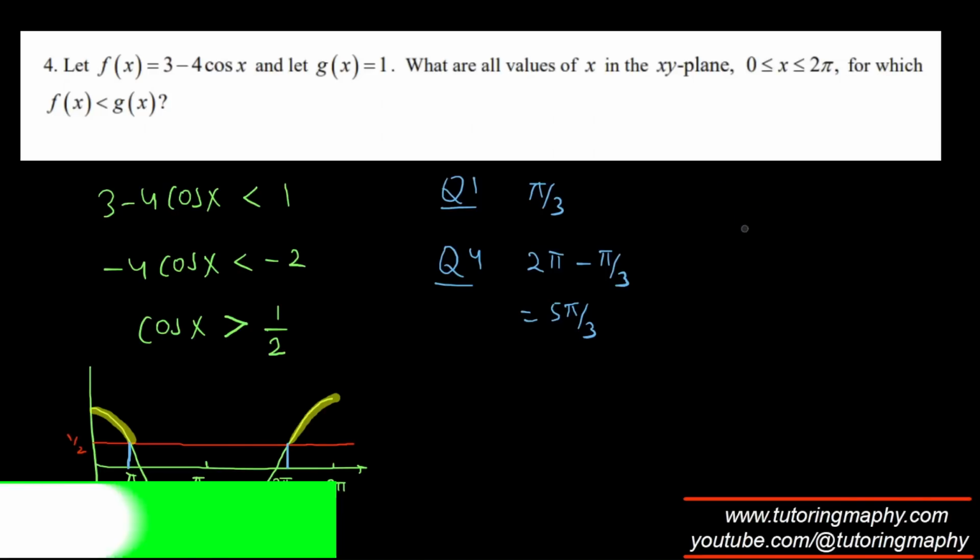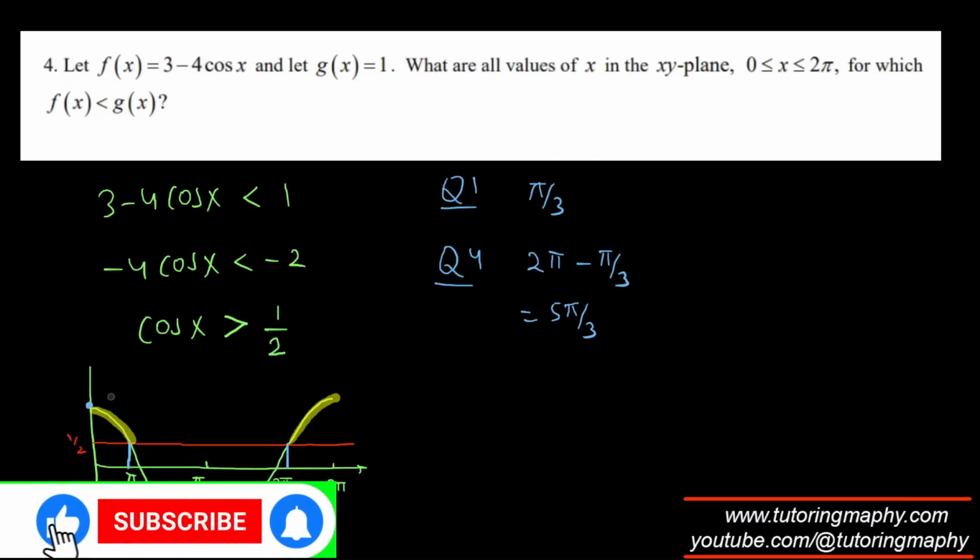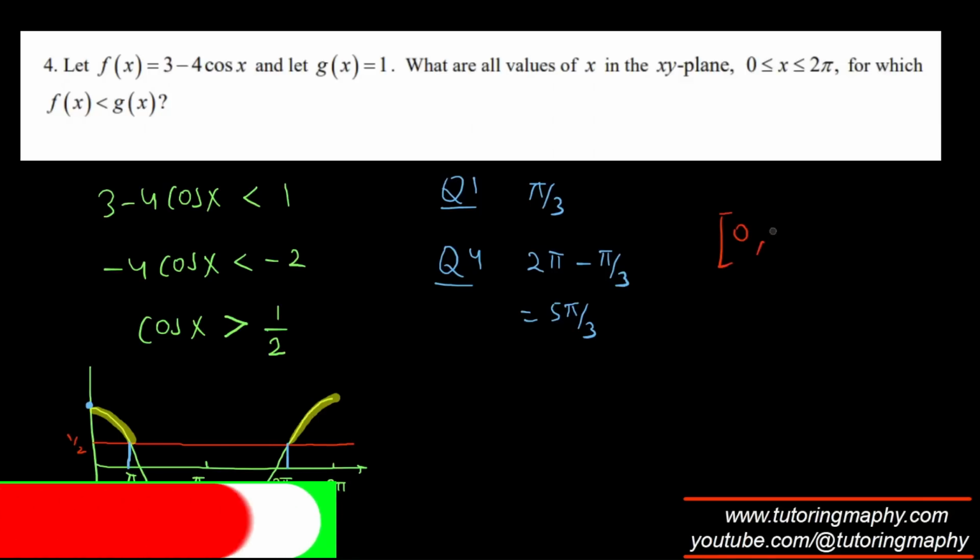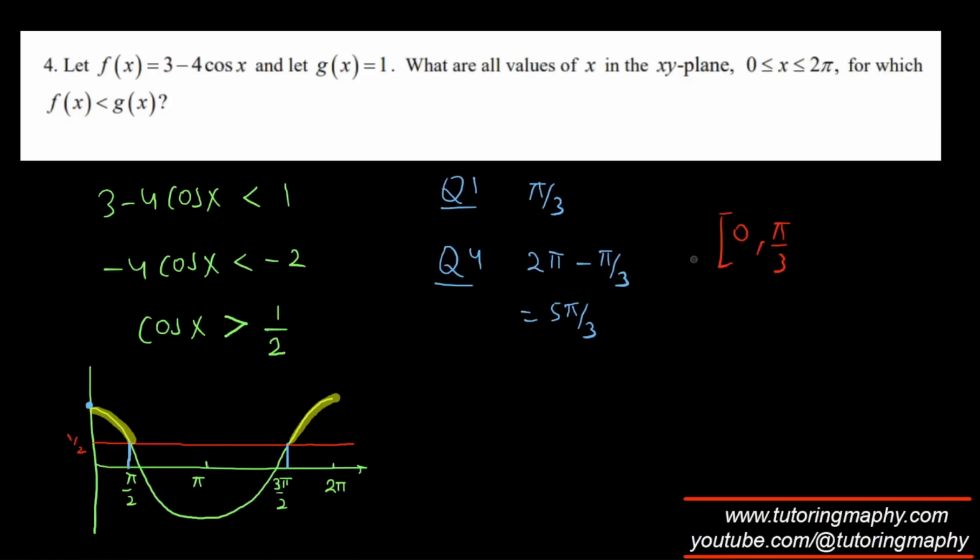Is 0 included? I think yes, because obviously this is greater than 1 over 2. So 0 is a part of my answer. I'm going to say that it's from 0 included to pi over 3. Pi over 3 is not included because this is a strict greater than inequality. So this is parentheses, union, parentheses open, 5 pi over 3, and then 2 pi. Shall I include 2 pi? Yes, I can, because they are also allowing that. So this is the final answer for this question.